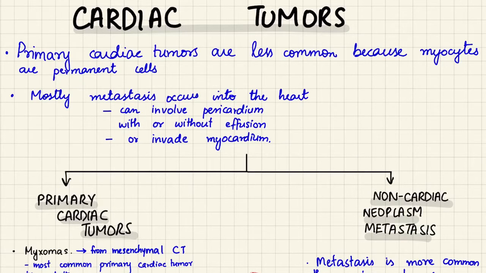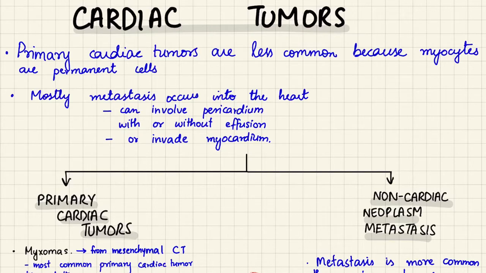Now let's see cardiac tumors. As we know, tumors are an accumulation of cells that are dividing uncontrollably and actually serve no purpose. If they're malignant they can spread to other areas, and if they're benign and present at the wrong place they can still cause problems. So here let's talk about cardiac tumors.